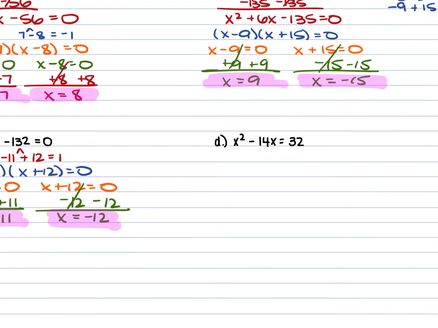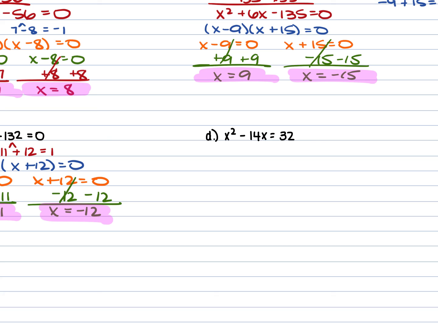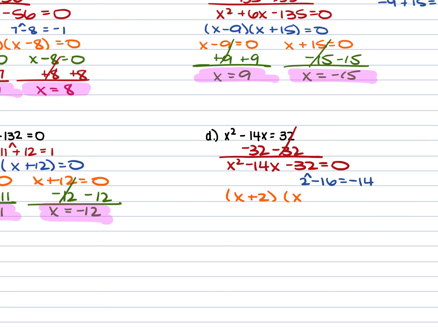And for our last example, D, we have x squared minus 14x is equal to 32. We are going to start this one by subtracting the 32 to move it over to the other side of that equal sign. We have x squared minus 14x minus 32 is equal to 0. From here, find the factors of negative 32 that add up to be negative 14. We have 2 and negative 16 that give us negative 14 when we combine them. So this factors out to be x plus 2 times x minus 16 is equal to 0.